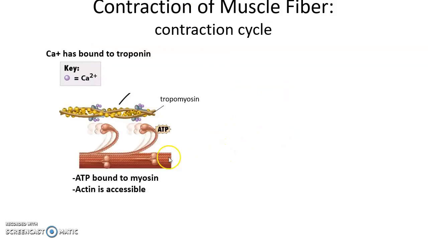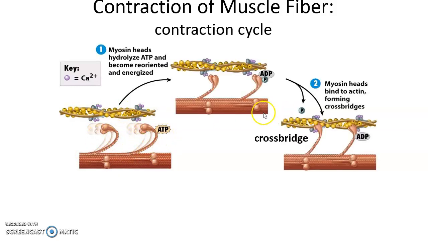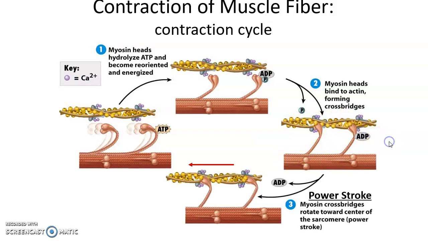So the first thing that happens is that we have the binding sites available on actin, and we have myosin ready to go with ATP attached to it. Myosin will take the energy from ATP, breaking it into ADP and phosphate, changing its shape. Myosin is now ready to bind to actin. Myosin will then bind to actin at the binding sites. This forms a physical connection between the thin filaments and the thick filaments. This is called a cross bridge. So by binding to the actin, there's now a physical connection between the thick filaments and the thin filaments.